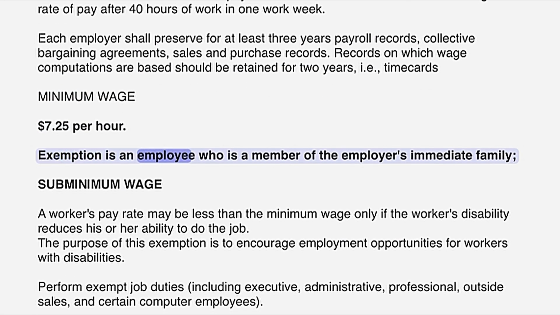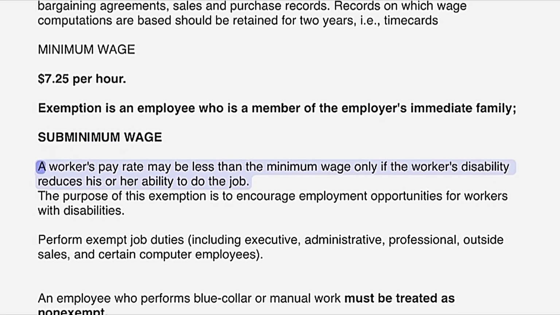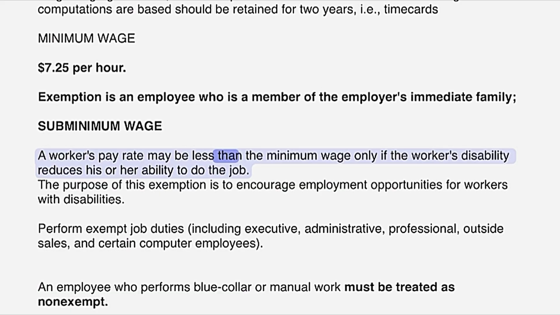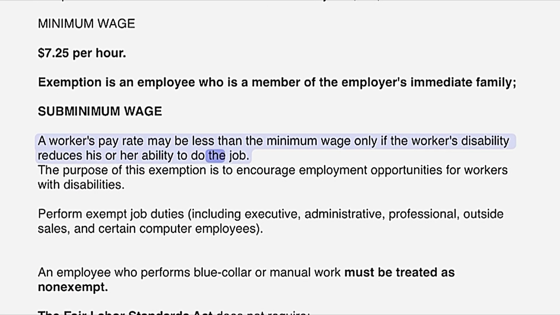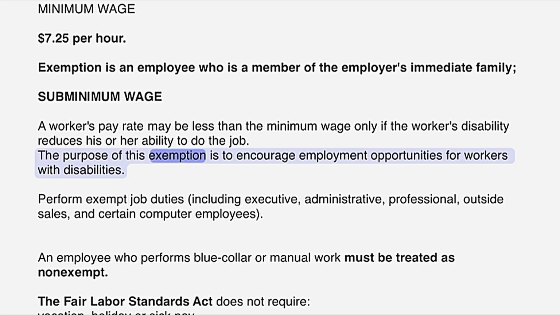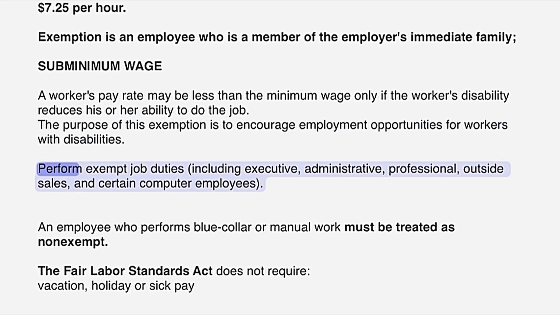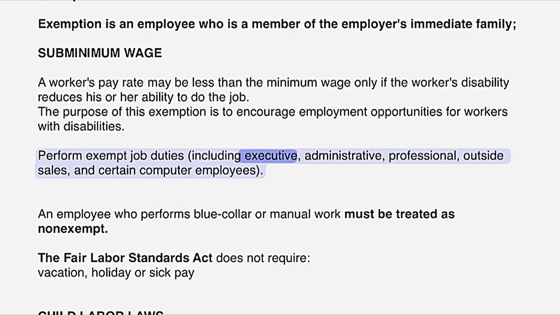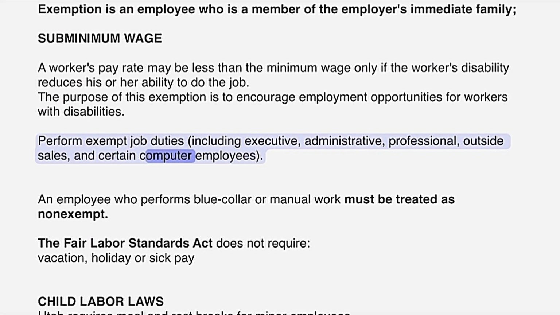Exemption: an employee who is a member of the employer's immediate family. Subminimum wage. A worker's pay rate may be less than the minimum wage only if the worker's disability reduces his or her ability to do the job. The purpose of this exemption is to encourage employment opportunities for workers with disabilities. Exempt employees perform exempt job duties including executive, administrative, professional, outside sales, and certain computer employees.